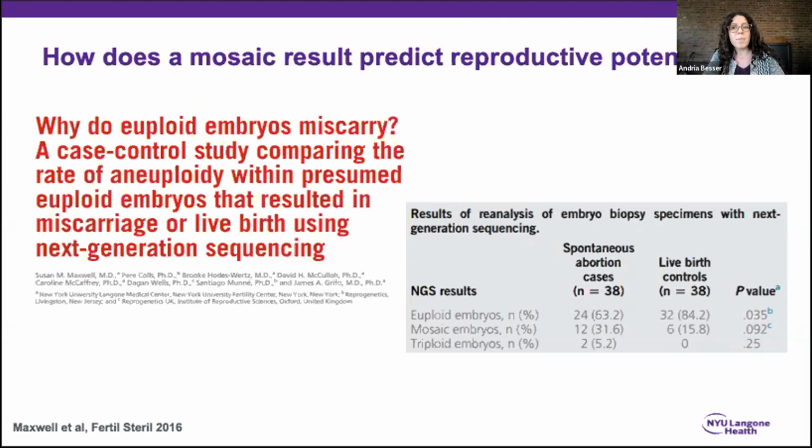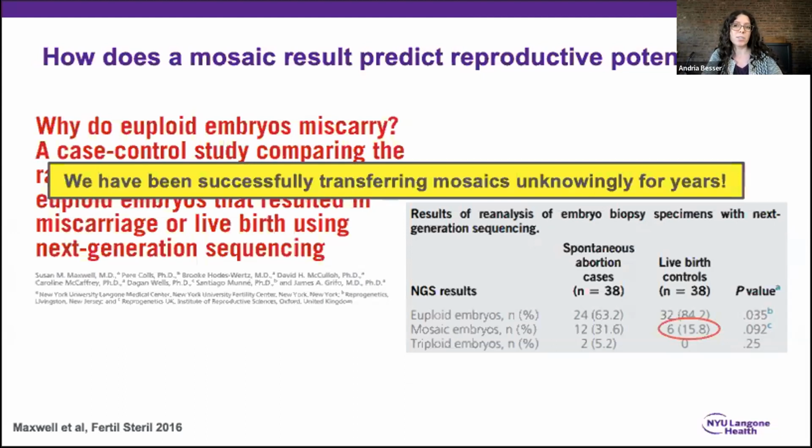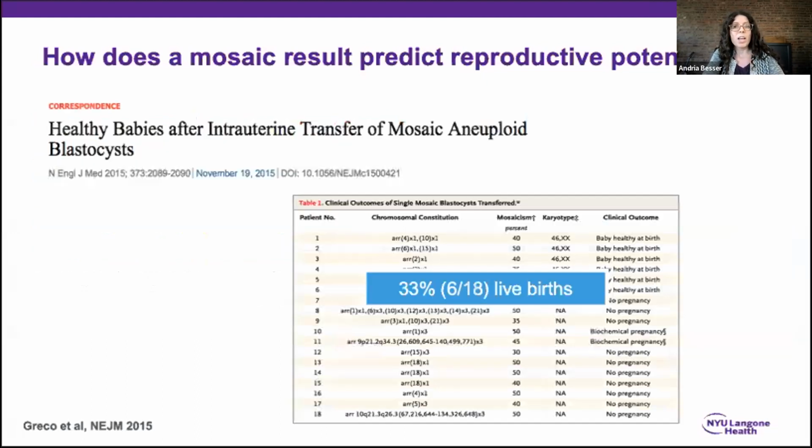And what we found was that about 16% of live births were from embryos that today would have been called mosaic. So it became clear that mosaic embryos did have at least some potential, and we'd been transferring them unknowingly for many years. The first reports of babies being born from known mosaic embryo transfers was published in 2015 in the New England Journal of Medicine, where a group in Italy transferred 18 embryos that were diagnosed as mosaic, and they reported on births of 6 babies with normal karyotypes in the chorionic villi.